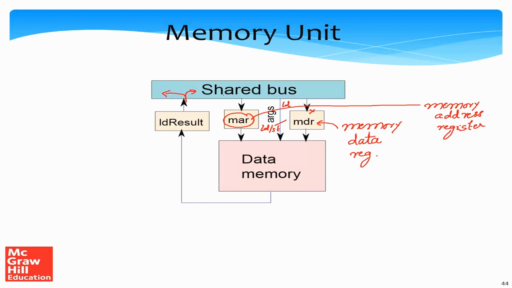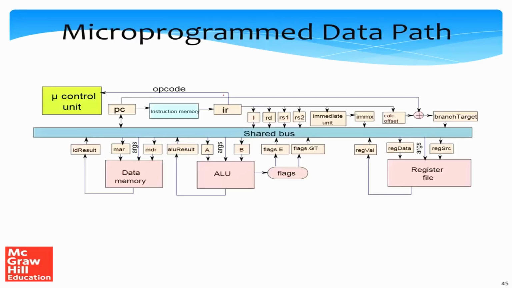Alright, so what we have done is we have taken again our old unit, which is the data memory in pink, and we have added three new micro registers: MAR for the address, MDR for the store data, and load result for the data that we read from data memory. So we add these three micro registers. Alright, so what does our microprogram data path look like now? This is what it looks like.